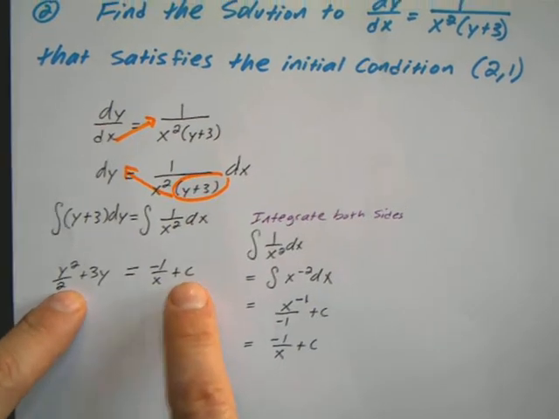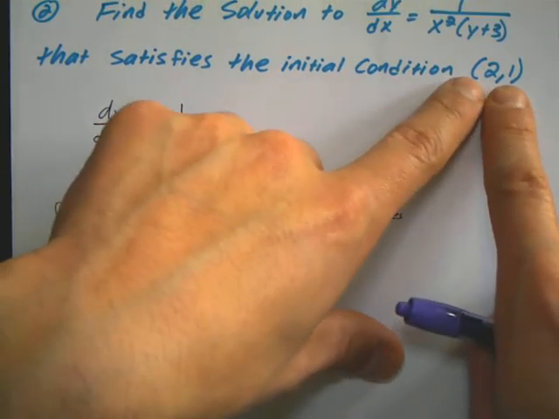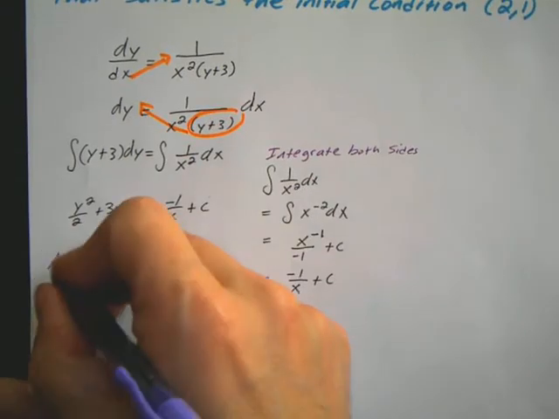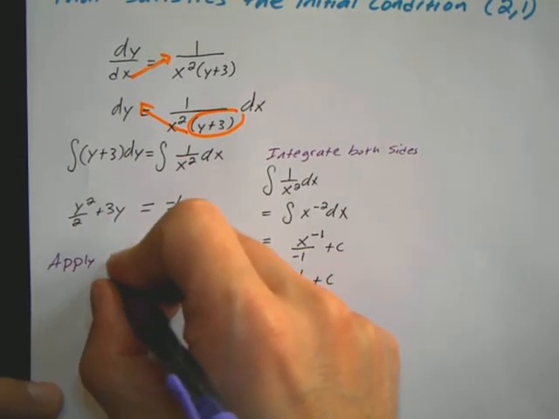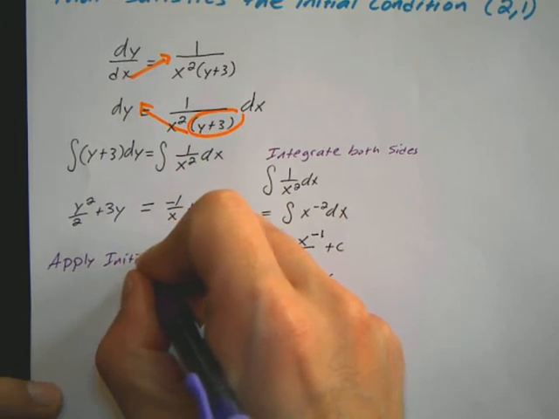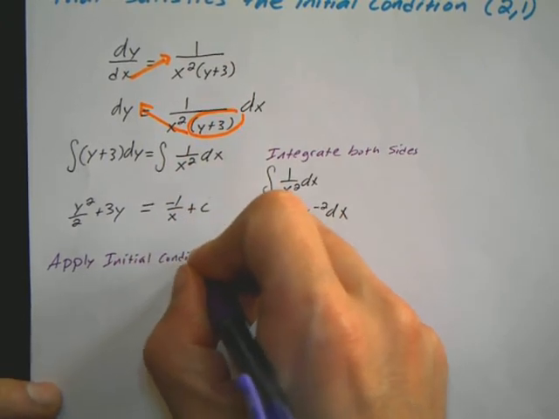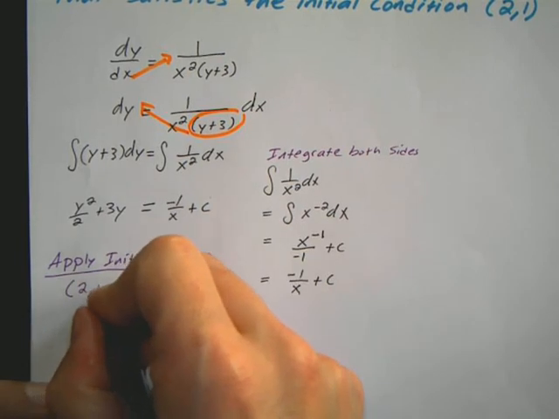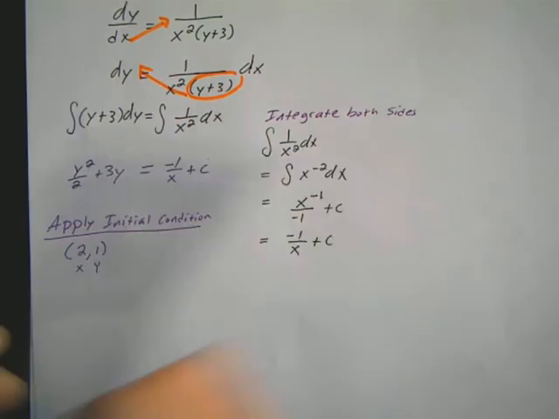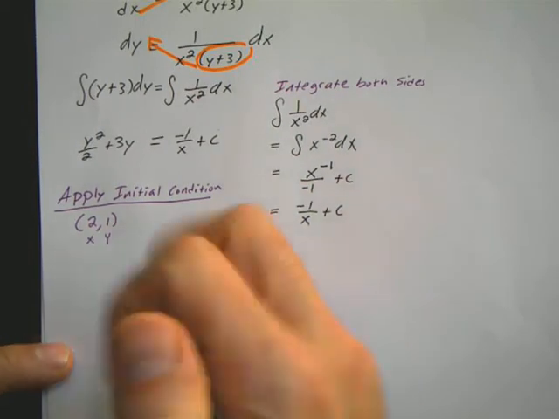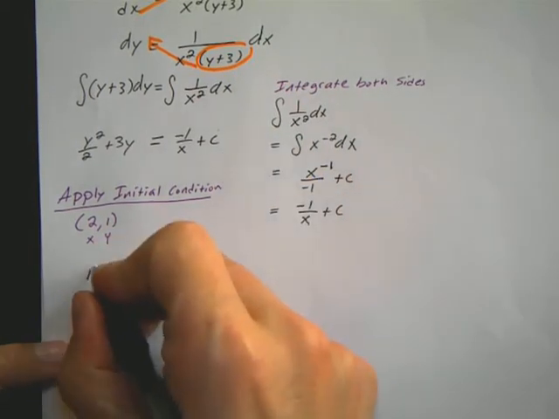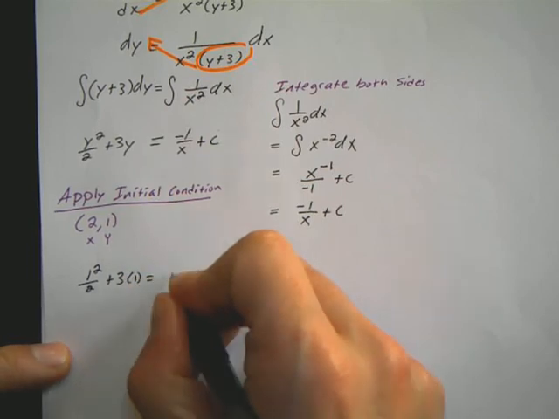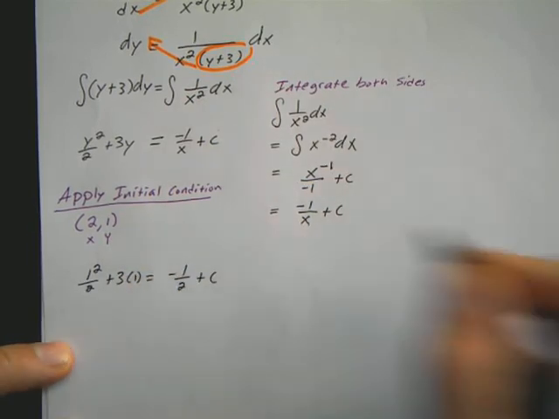Now we want to apply the initial condition. We want to apply this point to find the c value. So the next step is to apply the initial condition. So it's going to be a 2 and 1. Here's my x value, here's my y value. So plugging it in, it's going to give me 1 squared over 2 plus 3 times 1 equal to negative 1 over 2 plus c.